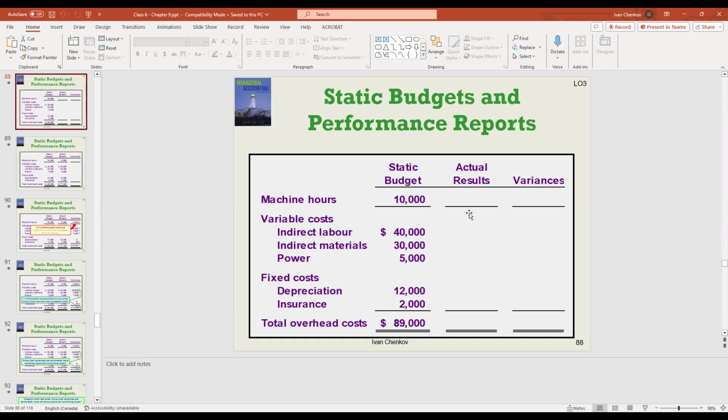How about the indirect material? How much will be the cost for the indirect material? $3. How about the power? How much will be the cost for power? 50 cents. How about the fixed cost?